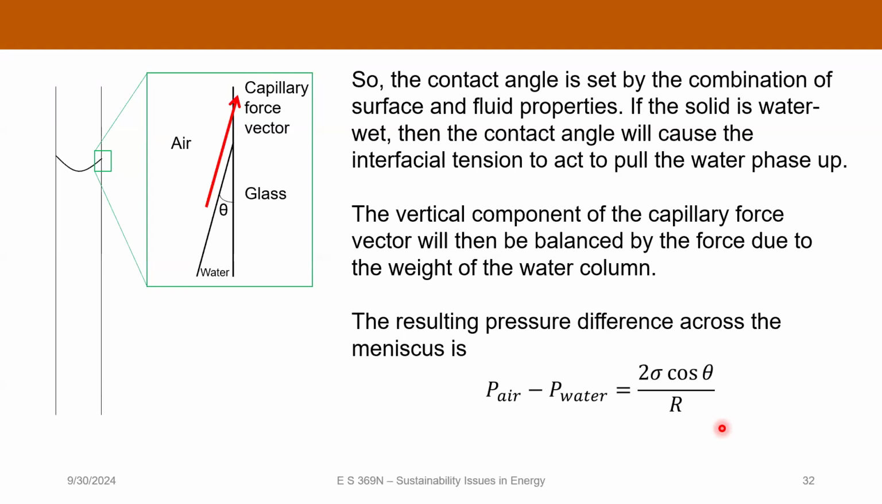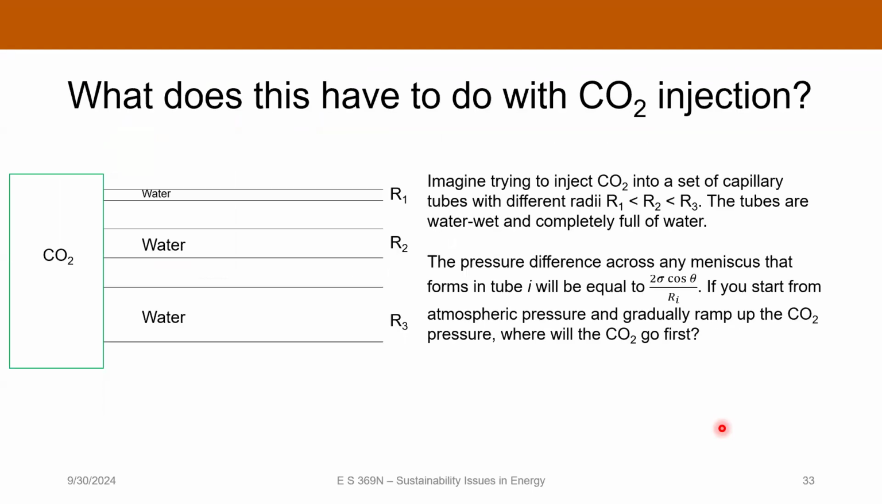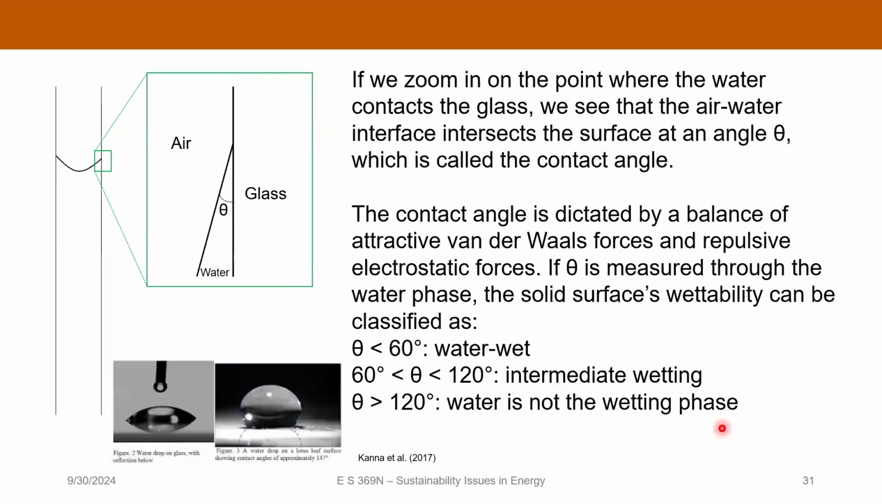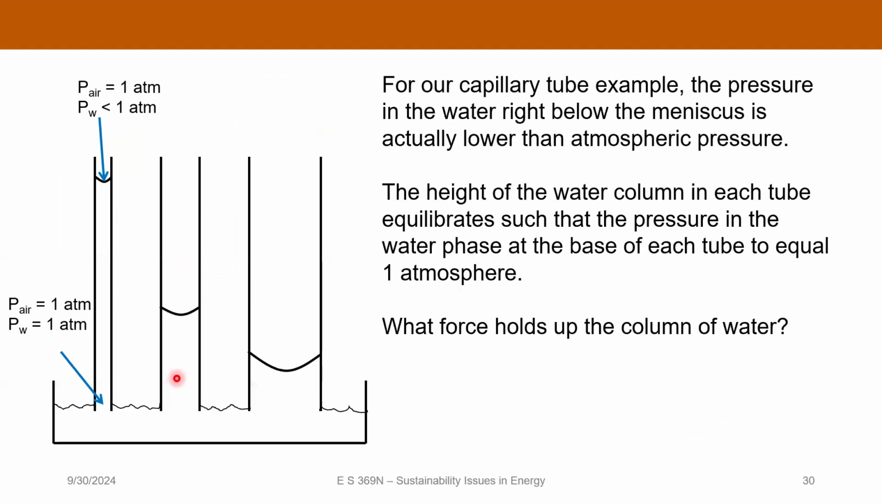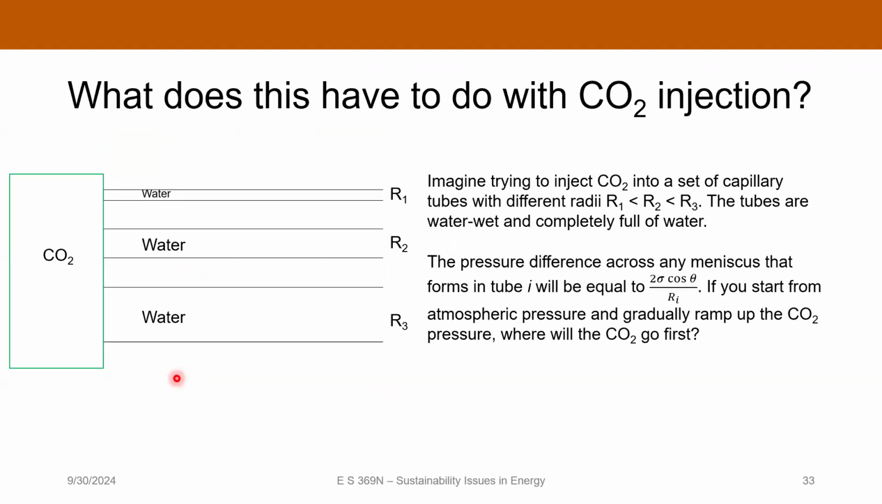Fantastic. Okay. So you're probably asking yourself, what does this have to do with CO2 injection? And let's talk about what it does. All right, so let's imagine I took my capillary tube setup and I turned it on its side. So we're not going to worry about gravity right now. But let's imagine I've got 3 glass capillary tubes. They're filled with water, and they each have a different radius. And they are connected to a large reservoir of carbon dioxide.